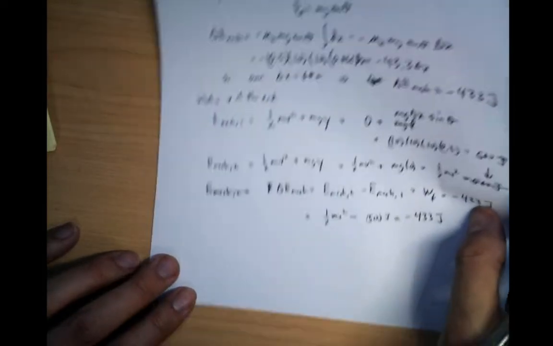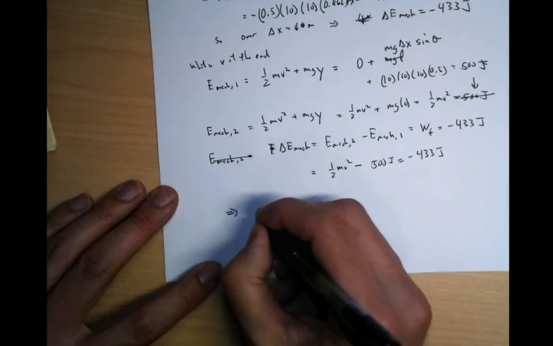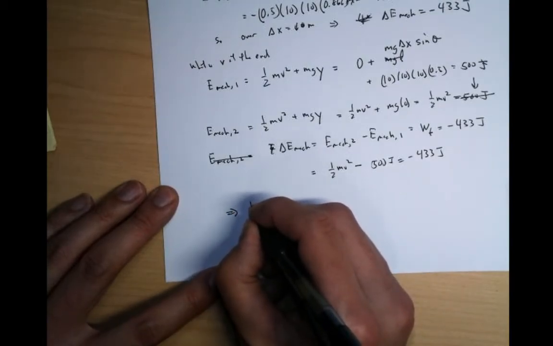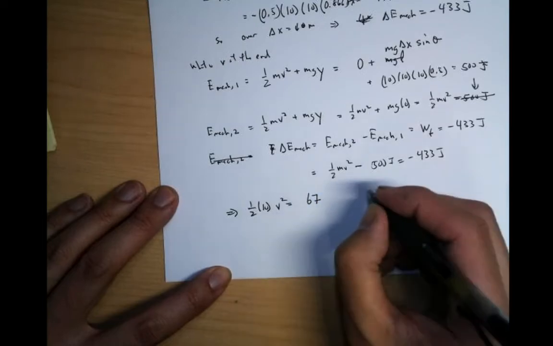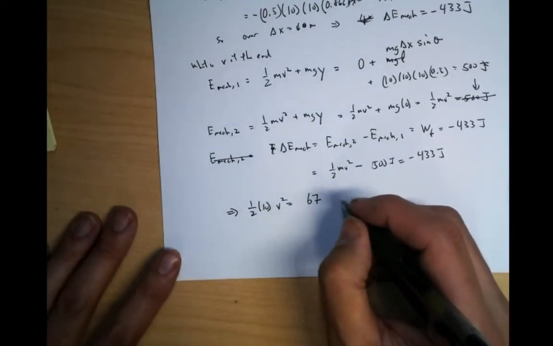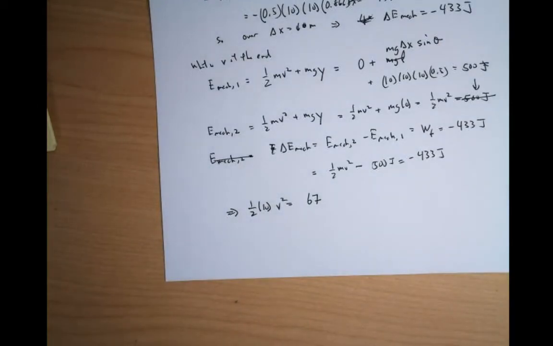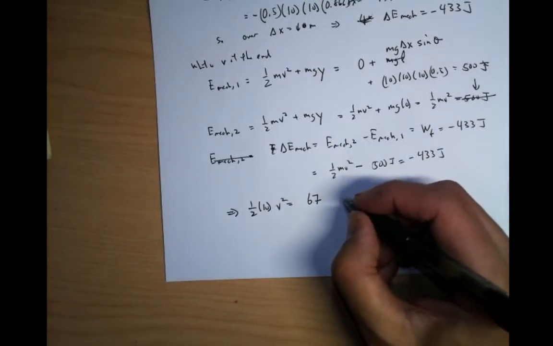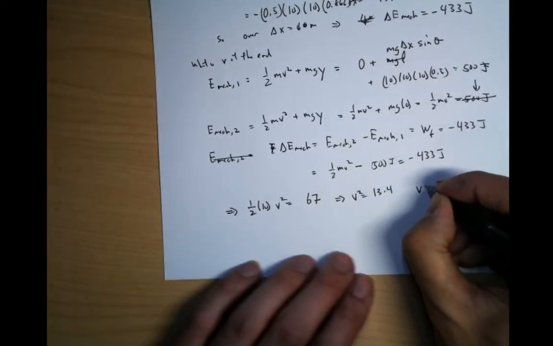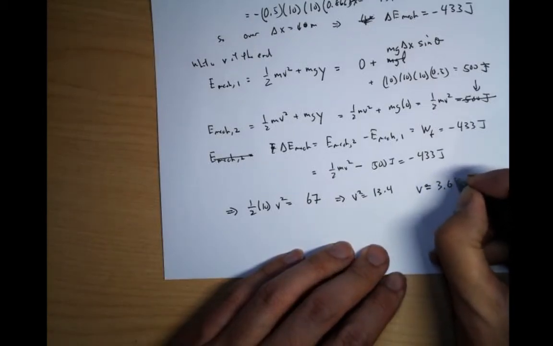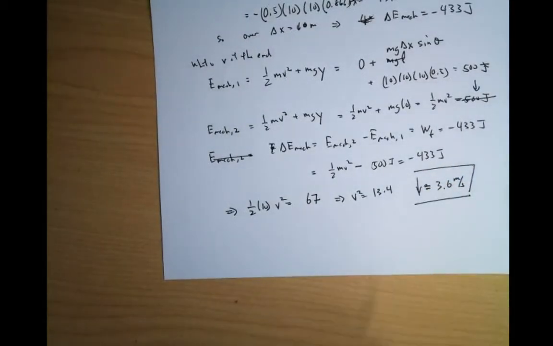And so what this says is that 1/2 times 10 times v squared is equal to 67. Let me just calculate that out, let's make sure. Okay, let's get that calculator out. 67 divided by 5 is 13.4. v is equal to about 3.6 meters per second. Okay, pretty simple.